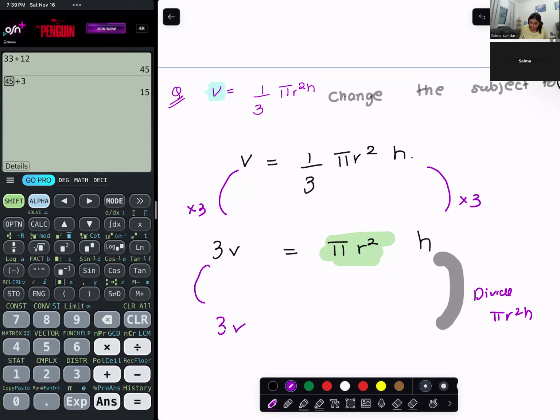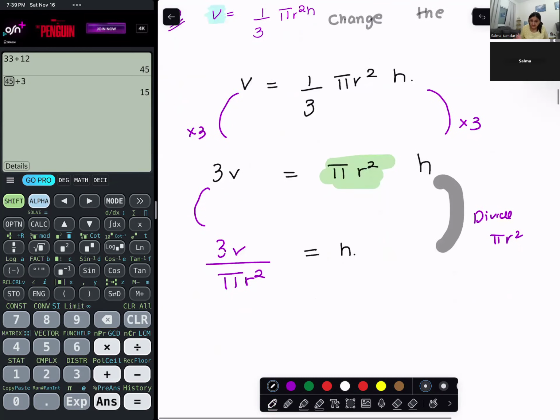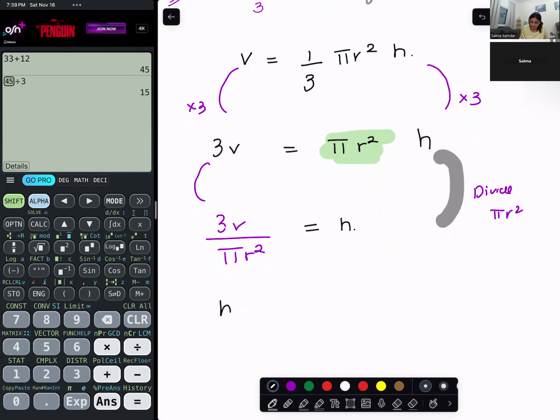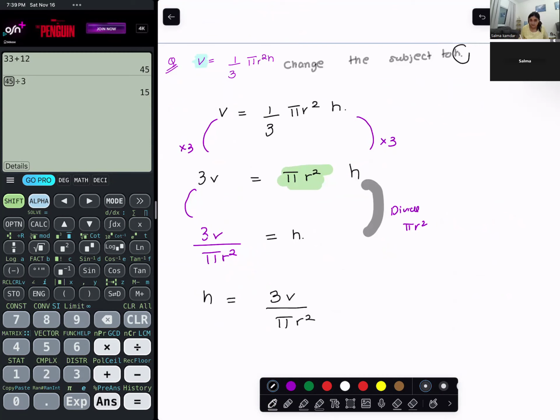So I'm going to get 3v over pi r square, not h. This will become equal to h. So the subject has to be to the left. So h is equal to 3v over pi r square. You need to understand this properly and do it.